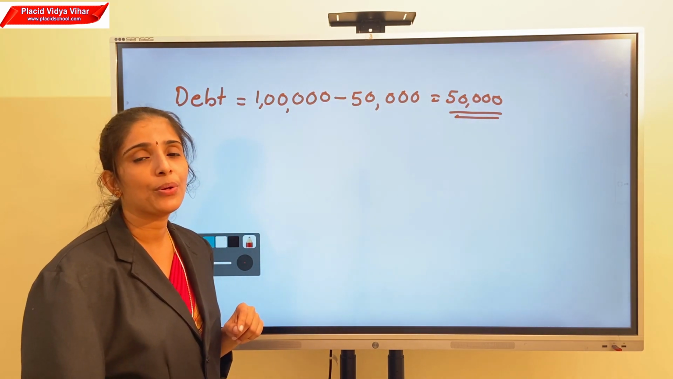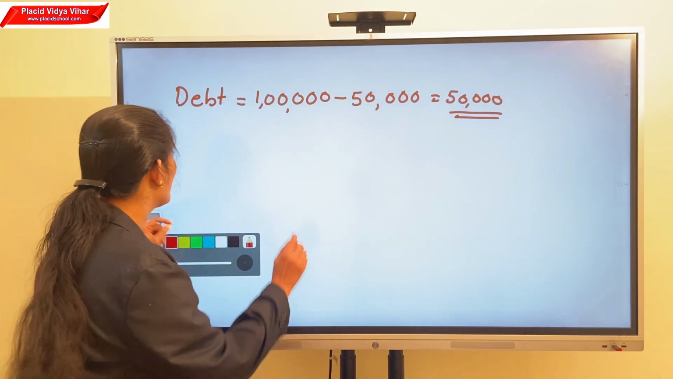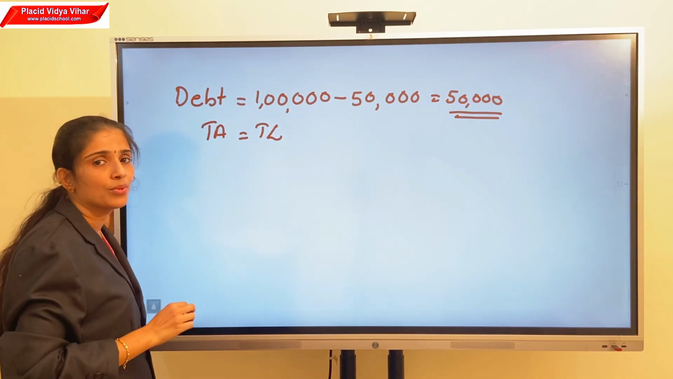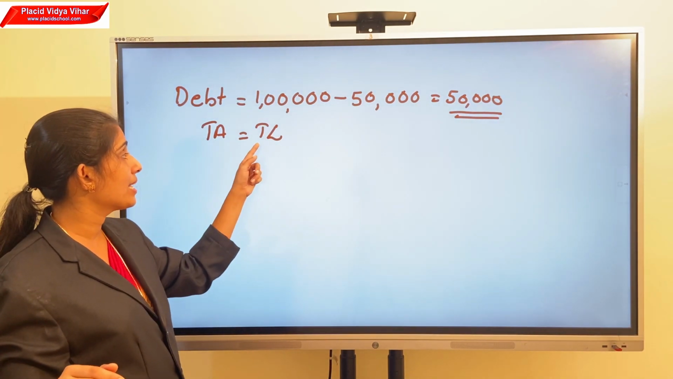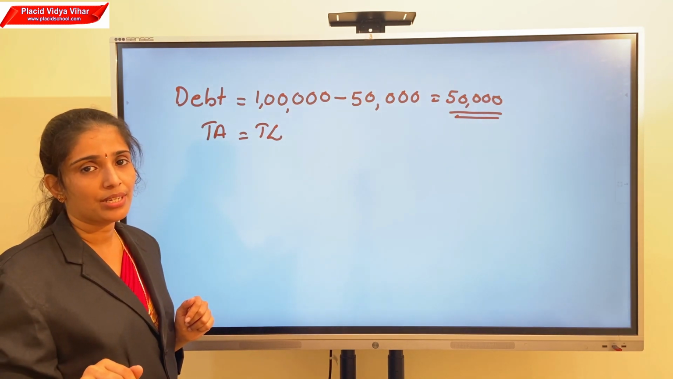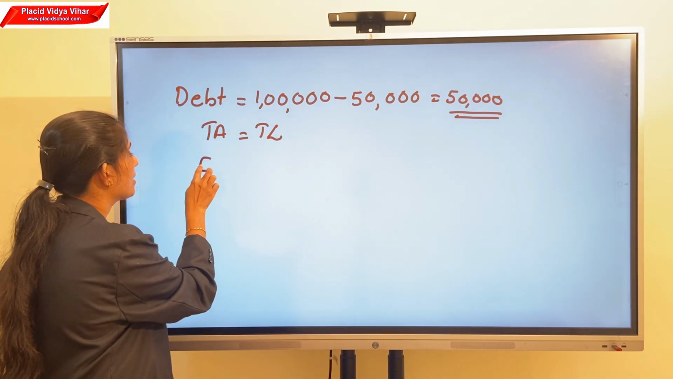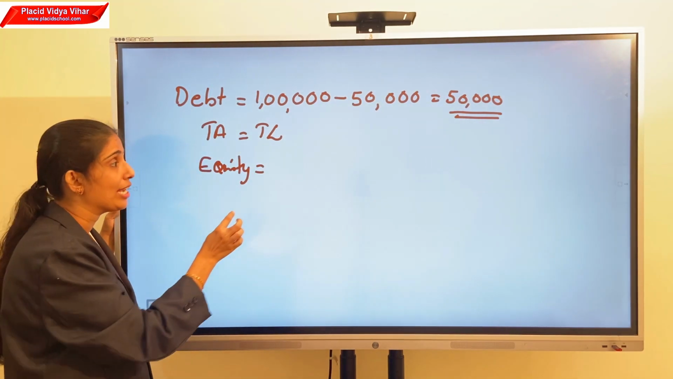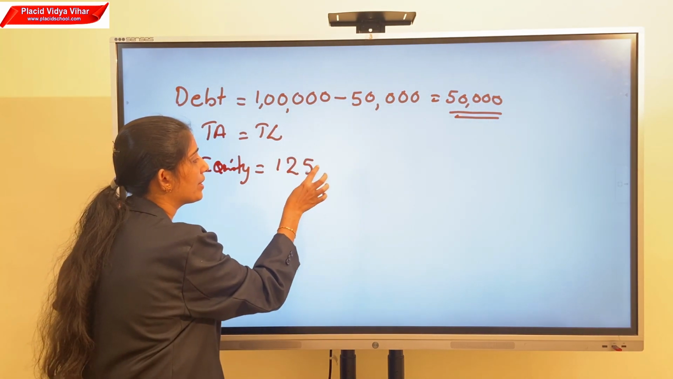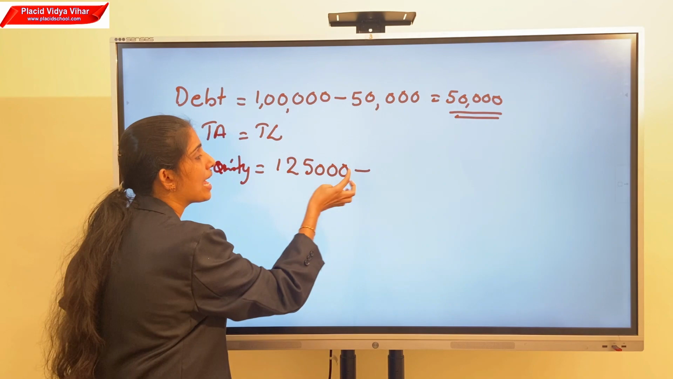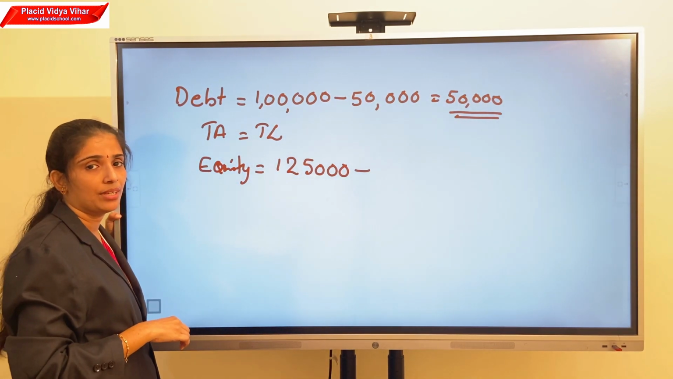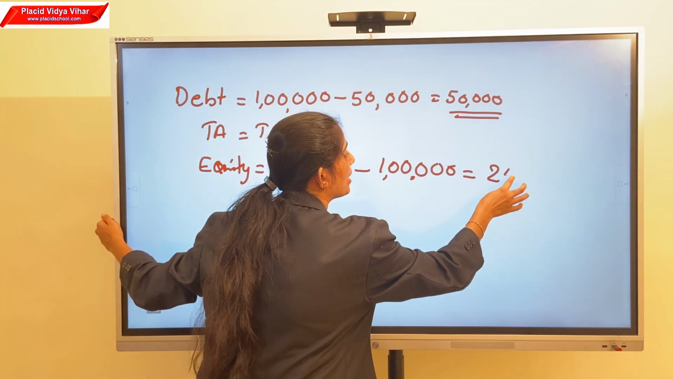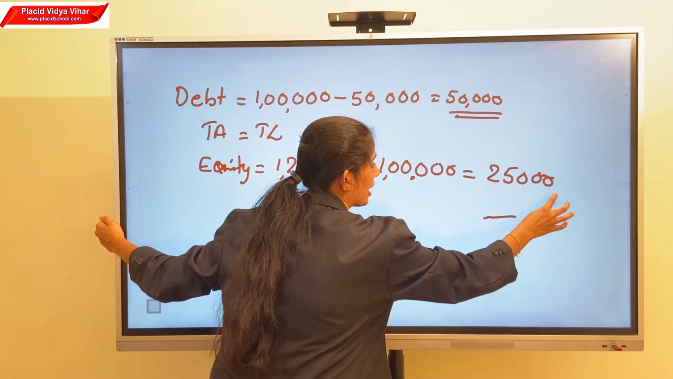Then next we should calculate equity. For this we know total asset equals total liability. So the total value of liability is 1,25,000. So equity equals total liability value 1,25,000 minus other external debt. Other external debt is rupees 1 lakh. What's the value? 25,000 is the value of equity.